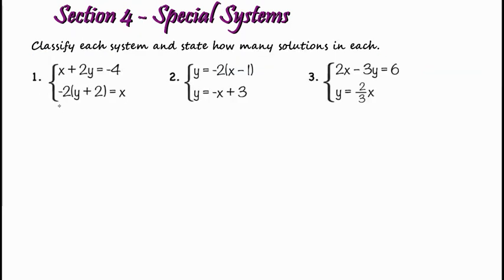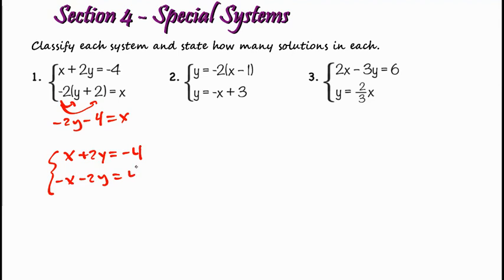So let's use these three phrases to classify the systems that follow. If we look at number one, we want to determine: does it have infinite solutions, one solution, or no solution, and then we'll be able to classify. We'll start by distributing in this second equation, negative 2y minus 4 equals x. And I can rearrange this so I can use elimination. So the first equation is x plus 2y equals negative 4. The second equation I can rewrite as negative x minus 2y equals positive 4. All I did was move the x to the left side of the equal sign and the negative 4 to the right side. That's how I generated equation 2.